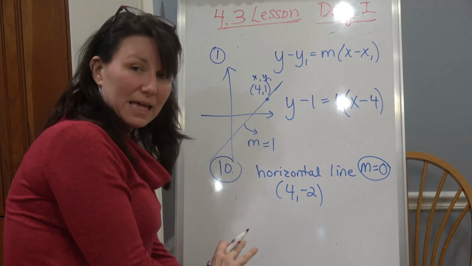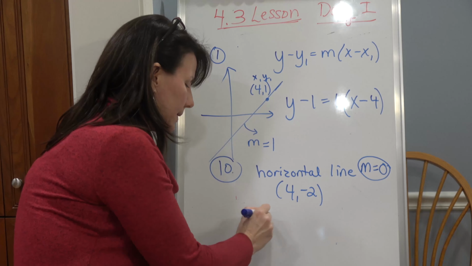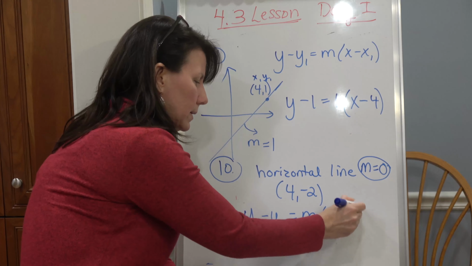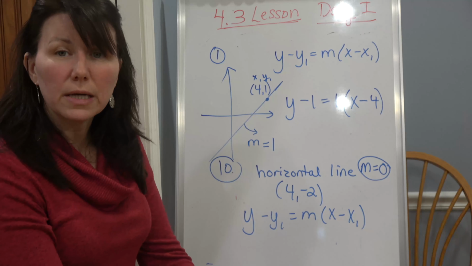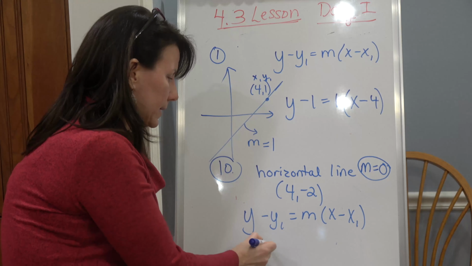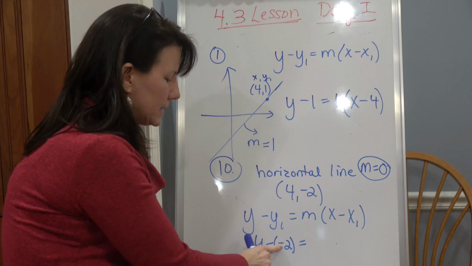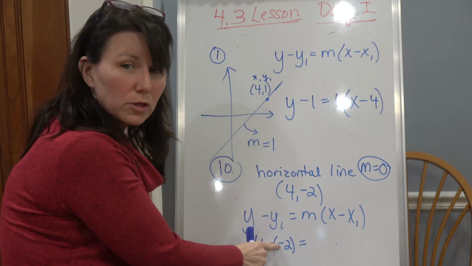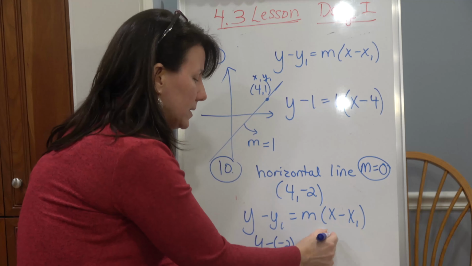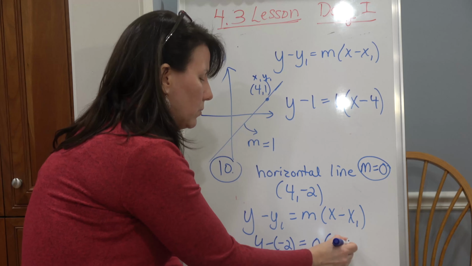So now you're going to take that information and you're going to write your point slope form. Y minus y1 equals m times x minus x1. And you're going to substitute in the slope, which is 0, and the point. So y minus, now this is a -2, so we need to be careful with signs. It's minus a negative, so we know that's going to become a positive, equals the slope, which is 0, we had to think about that, times x minus x1, which is 4.